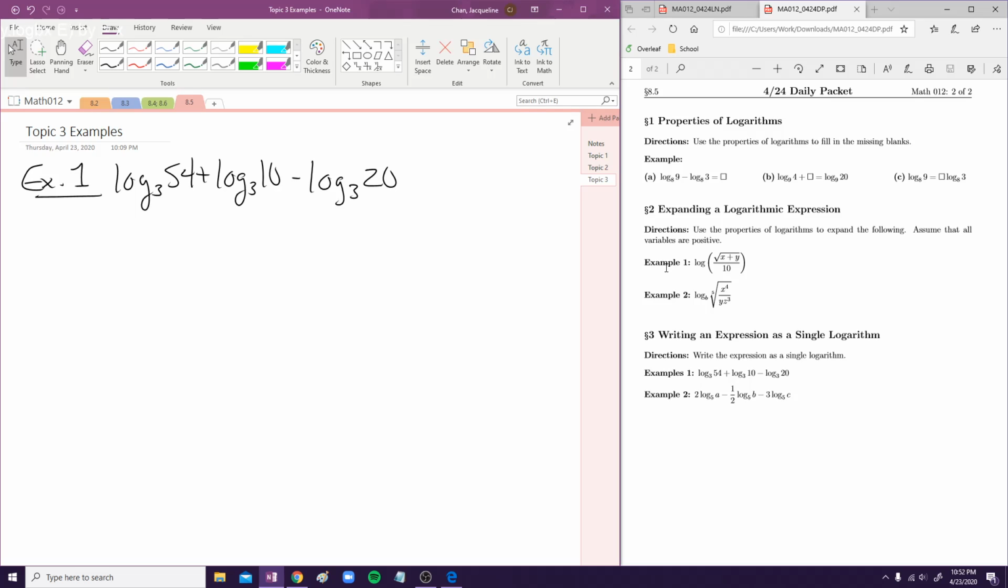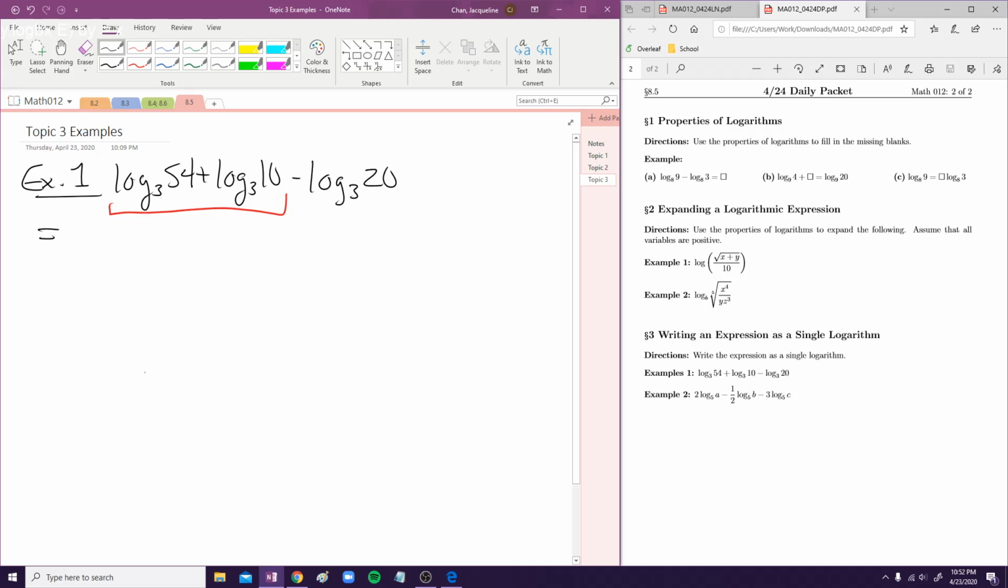Example 1, we're given log base 3 of 54 plus log base 3 of 10 minus log base 3 of 20. So again, you can do this in whatever order you'd like. You could do these two first, or you could do these two, or you could do the first and third. It doesn't matter. But I'm just going to work from left to right. So I'm focusing on the log base 3 of 54 plus log base 3 of 10. Because they have the same bases, that means I can use the product rule.